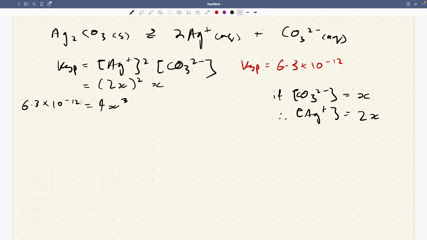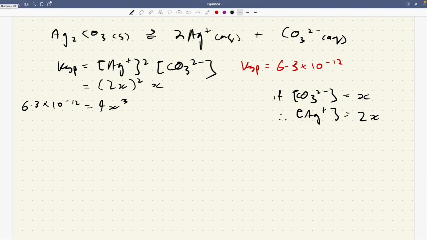So we'll do a little bit of rearranging here, a little bit of mathematics to get X, and we'll end up with a concentration for our carbonate ions, which we can then use to calculate what the question asked for, which was the concentration of the silver ions. So let's do that. If we want to get X cubed, we can get our value 6.3 times 10 to the minus 12.